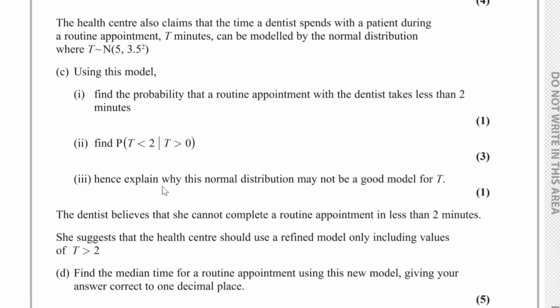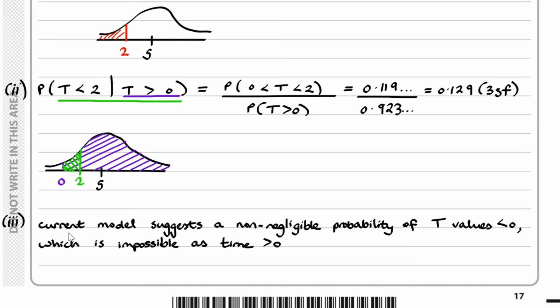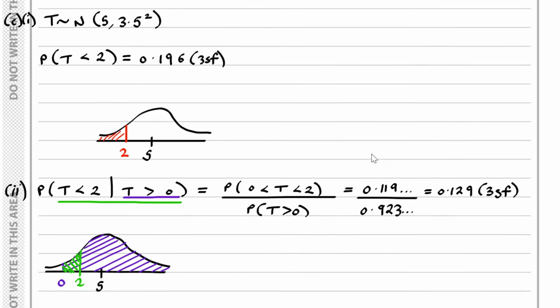Okay, and now we have to explain why this normal distribution may not be a good model for t. The current model suggests a non-negligible probability of t values less than 0, which is impossible as time is greater than 0.